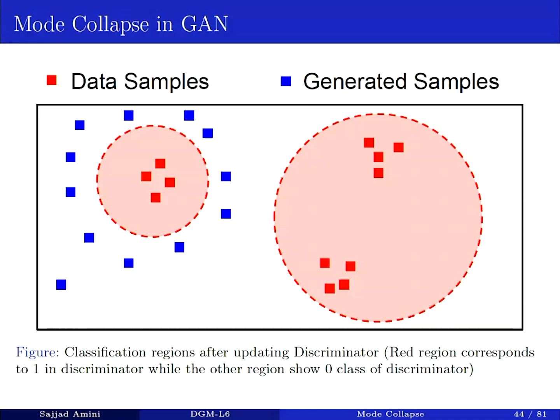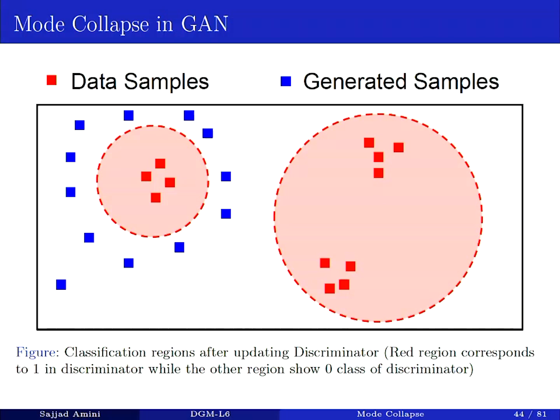What happens when you update the generator now? The generator changes the position of the blue boxes because you do not change the discriminator. So the red regions are fixed. You just want to update the generator. The discriminator is fixed, so these two regions are fixed. What happens to these blue boxes? They move towards the red region.